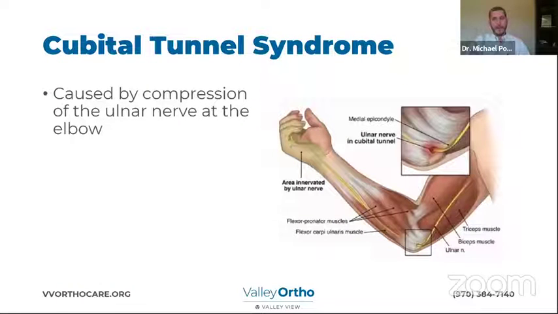So the other compressive neuropathy that I commonly see is what's called cubital tunnel syndrome, which involves compression of the ulnar nerve at the elbow. So this is that funny bone nerve that you can accidentally bump on the inside of the elbow.